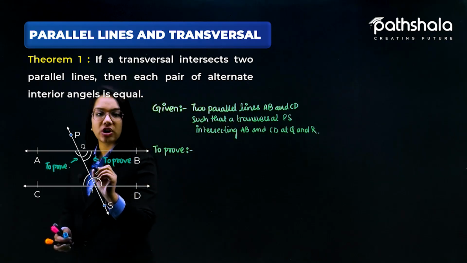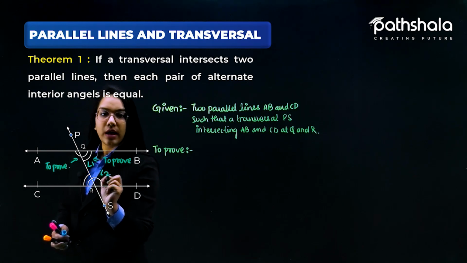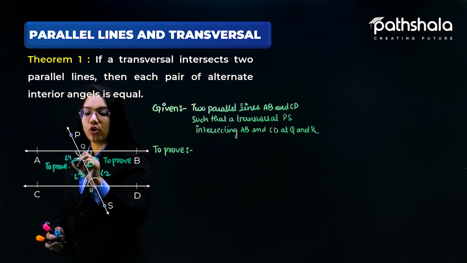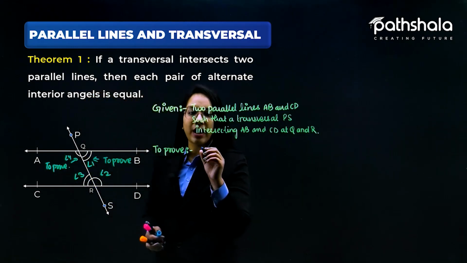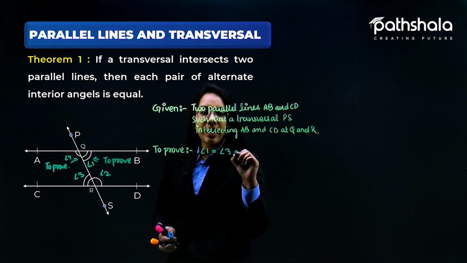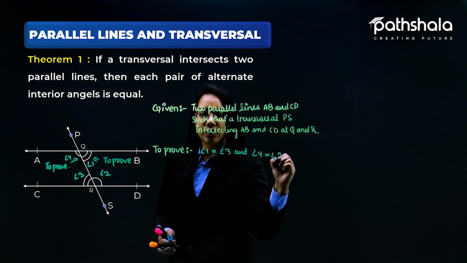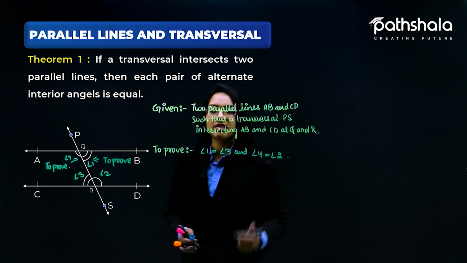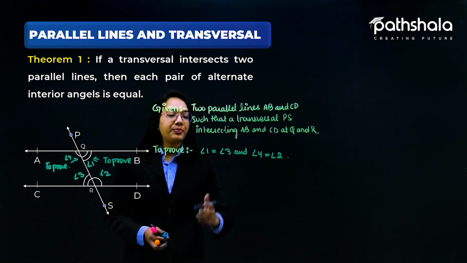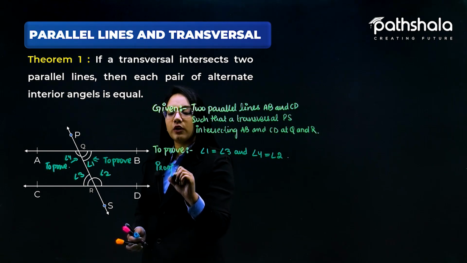Let me take this as angle 1, this as angle 2, this one as angle 3, and this one as angle 4. So we have to prove that angle 1 is equal to angle 3 and angle 4 is equal to angle 2. We just have to prove that angle 1 is equal to angle 3 and angle 2 is equal to angle 4. Now let us start the proof of this particular theorem.